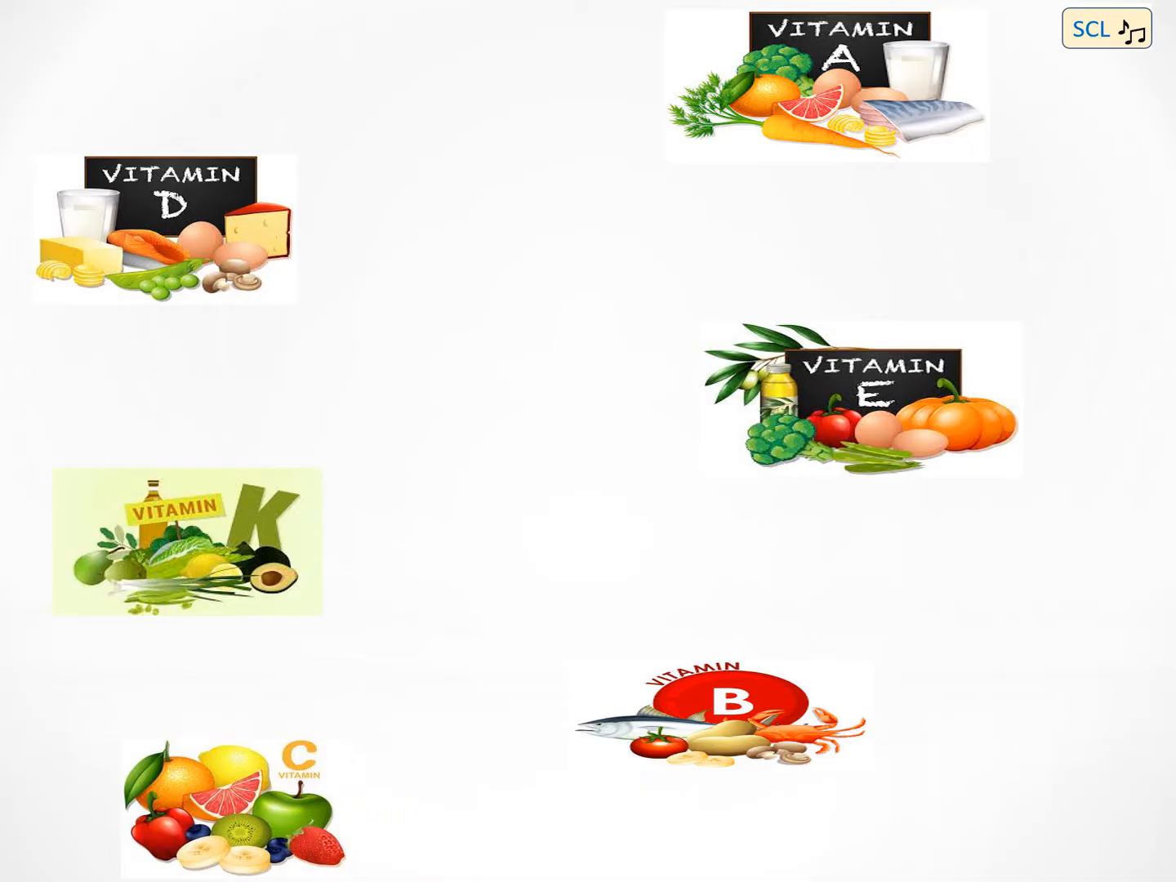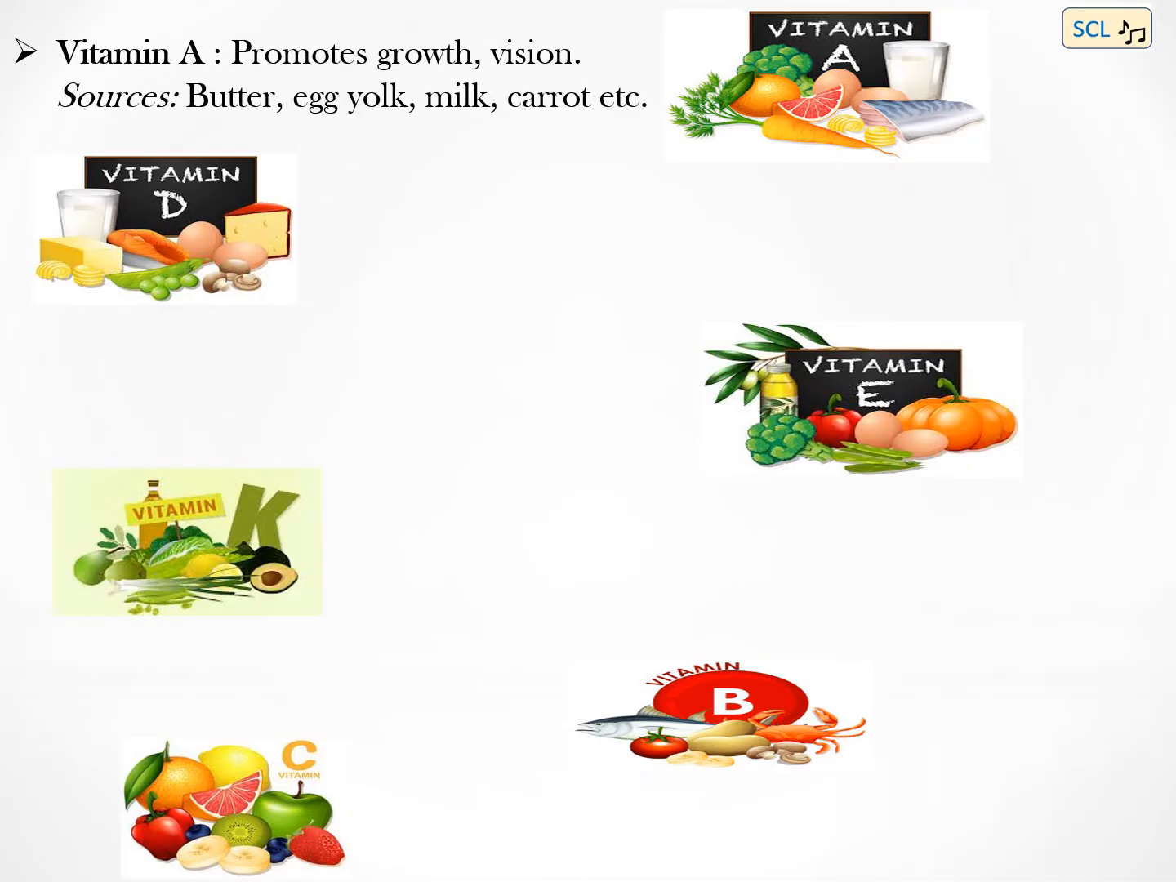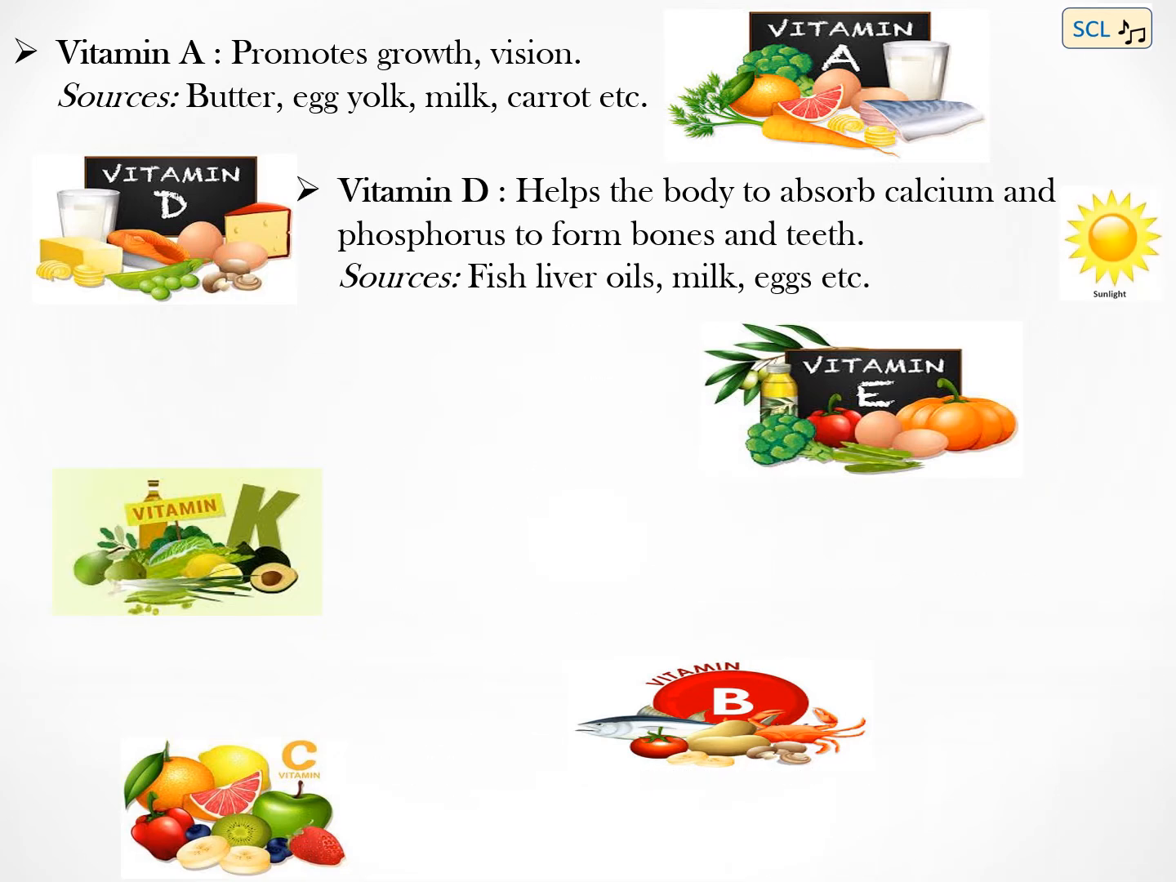What are the uses of different vitamins? Vitamin A. It promotes growth and vision. Its sources are butter, egg yolk, milk, carrot, etc. Vitamin D. It helps the body to absorb calcium and phosphorus to form bones and teeth. Its sources are fish liver oil, milk, eggs, and its biggest source is sunlight. Whenever we have vitamin D deficiency, doctors tell us to sit in the sunlight. So sunlight is the major source.